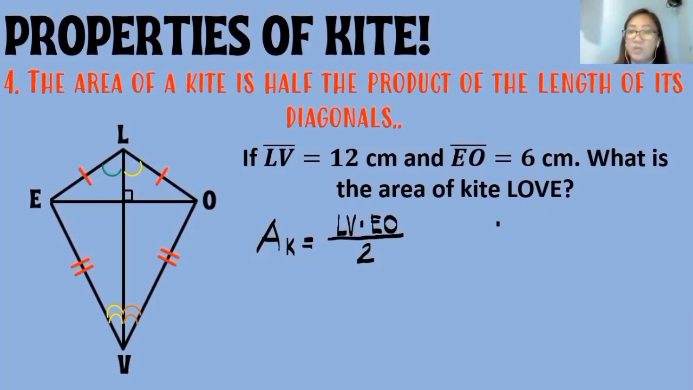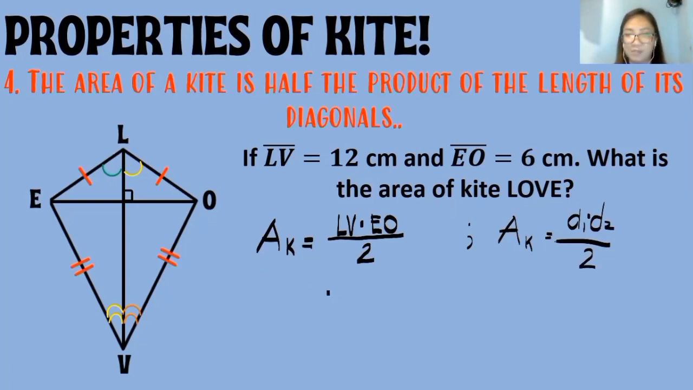If you do not have the figure yet and you want to familiarize yourself with the formula for a kite, it is this. Another way to write the formula without the figure is that the area of a kite is equal to the product of the two diagonals divided by 2. These two formulas are just the same, but the one on the right is just if you do not have the figure yet. This one on the left side is based on the figure.